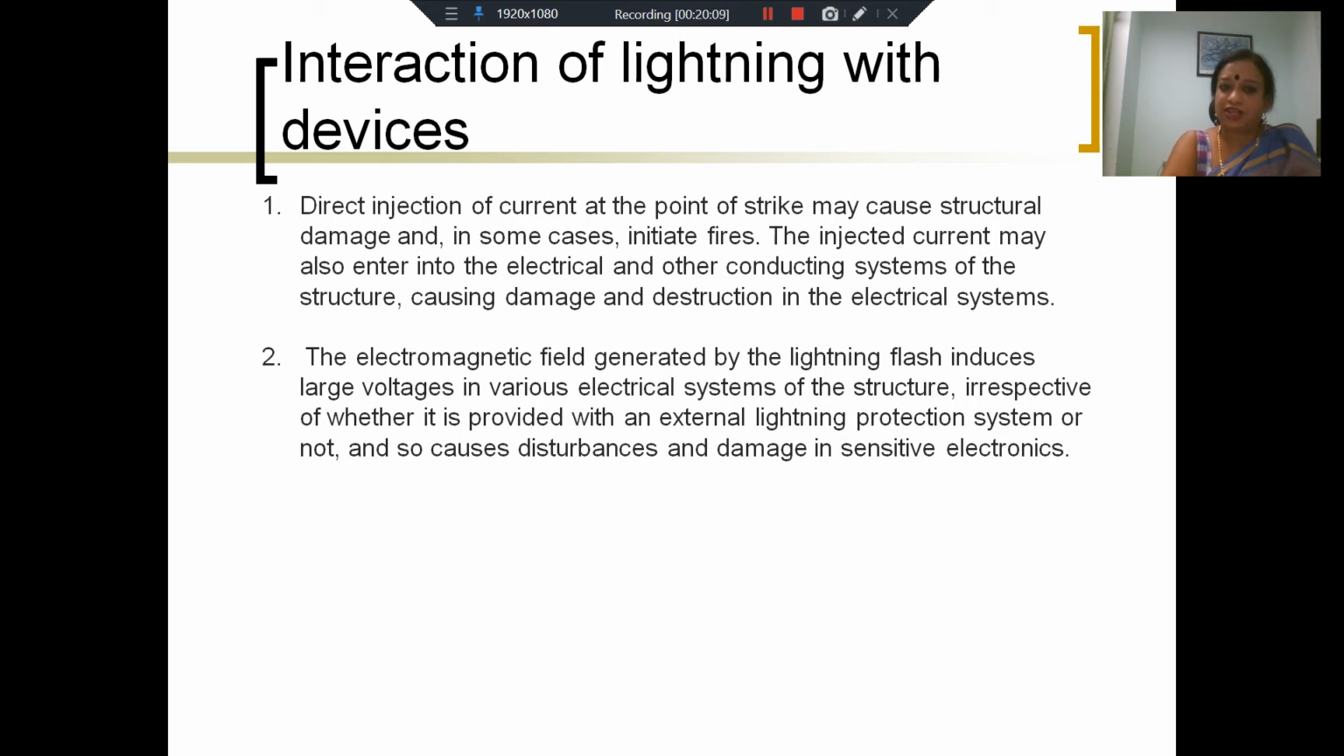So the electromagnetic field generated by the lightning flash induces large voltages in various electrical systems of the structure, irrespective of whether it is provided with an external lightning protection system or not. And it disturbs and damages any sensitive electronics. Not only sensitive electronics, electrical damage may also be there. So direct strike may be prevented, but even with indirect strike, the electrical system may be completely demolished. So these are the two principal ways in which lightning can affect the system.